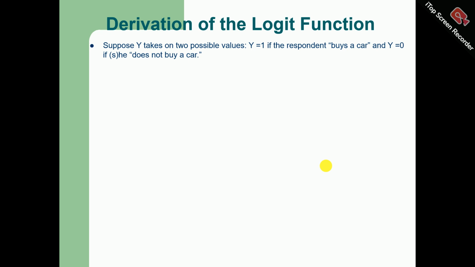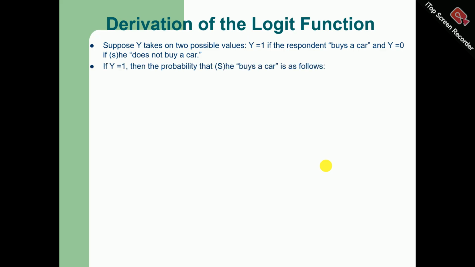Usually in the logistic regression model or in the Logit models, the dependent variable has binary or dichotomous categories. That is, it has two categories. Let us suppose y is equal to 1 if the respondent decides to buy a car, and 0 if he or she doesn't buy a car. So there are only two categories.